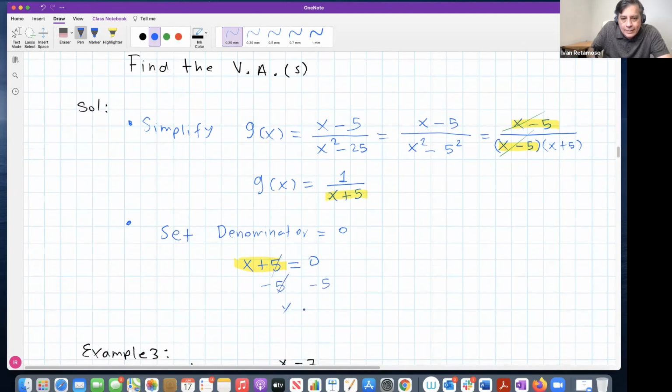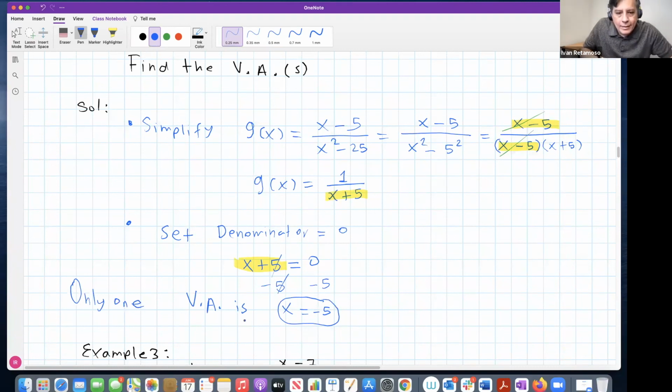This cancels. X equal minus 5 should be our vertical asymptote. Let's write it straight: the vertical asymptote is x equal negative 5. Just one vertical asymptote, only one, which is this one. Now, you want to confirm this. You want to check this out. Is in reality this the only asymptote? Only one vertical asymptote. It is this.